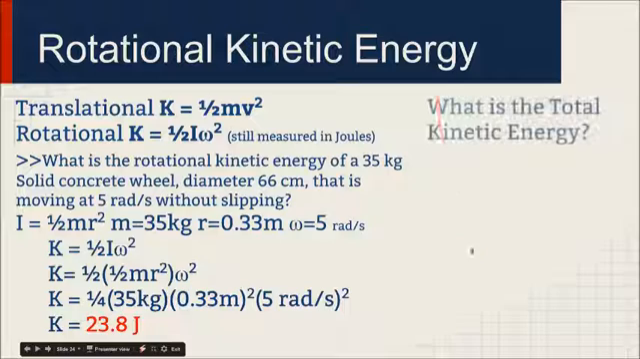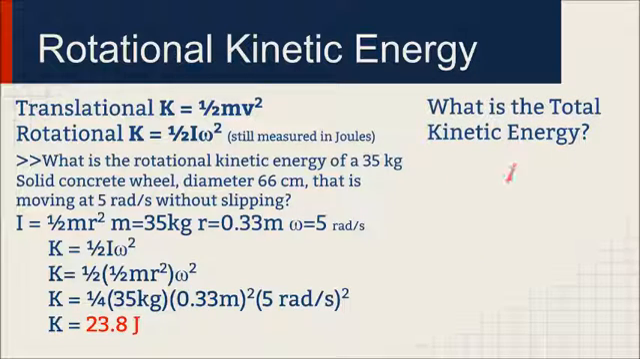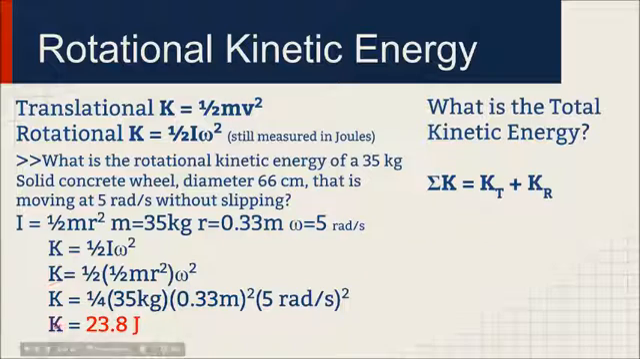Okay, the second part of this is, what is the total kinetic energy? Well, the total kinetic energy, or the sum of all kinetic energies, is the translational kinetic energy plus the rotational kinetic energy. So I just subscripted T and R. The kinetic energy rotational we just calculated is 23.8. Now, how do we do the kinetic energy translational? Well, of course, we use this formula.